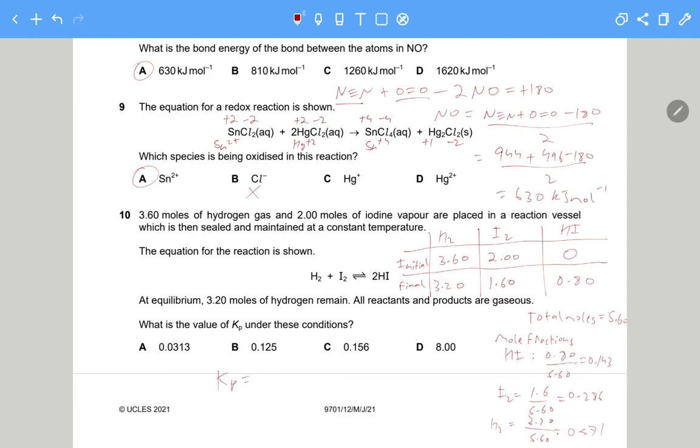to multiply the mole fraction by the total pressure. But if you think about it, the equation for Kp is P, which is the partial pressure of HI squared over P I2 into P H2. So if you see, the mole fraction into the total pressure will be 0.143. Let's say the total pressure is P, so P squared over 0.286 into 0.571 P squared, because P from each becomes P squared, and the P squared cancels out. So you don't need the total pressure. And when you calculate this, you have to square the 0.143 as well, and then when you calculate this, you get 0.125, and that's option B.